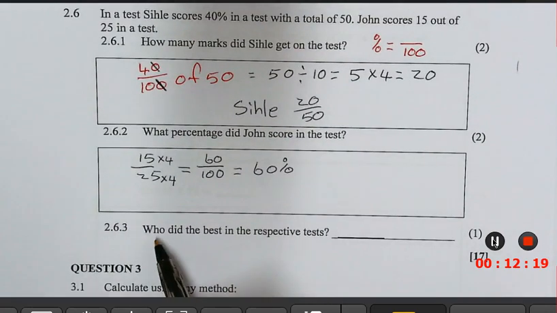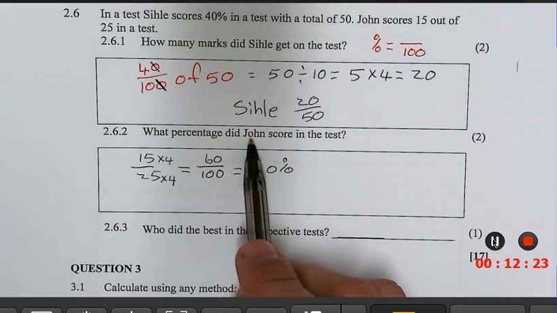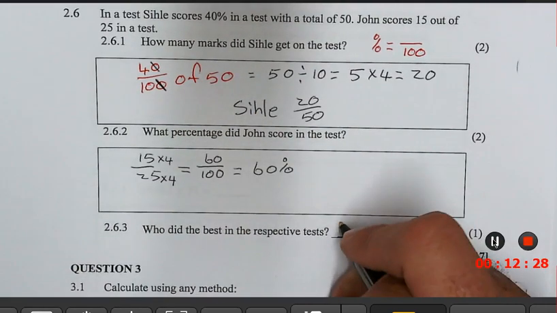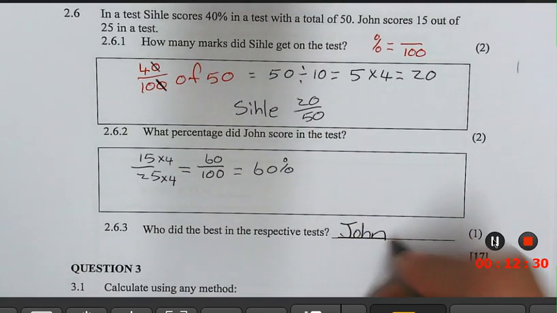Okay, and then the last question, 2.6.3, who did the best in the respective tests? Now we know John got 60% and Siegle got 40%, so John had a better mark.